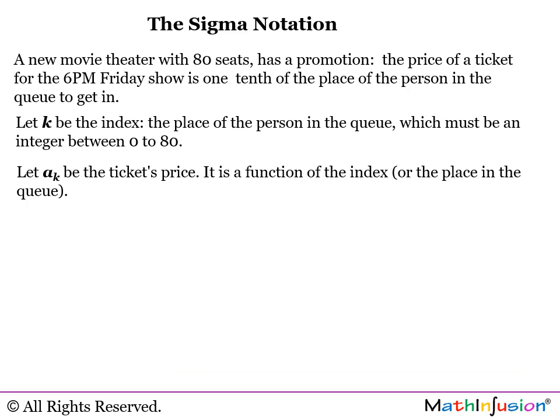Let a sub k be the ticket price. It is a function of the index, or if you want, a function of the place in the queue. Moreover, a sub k equals k over 10.